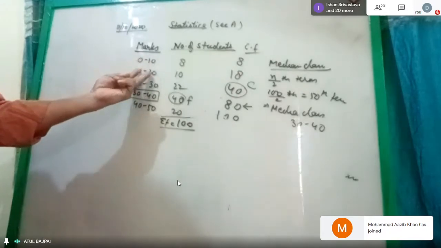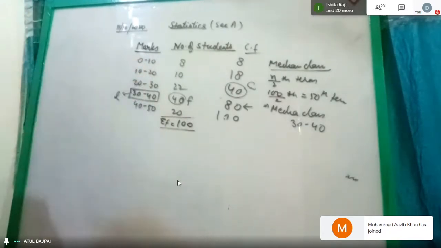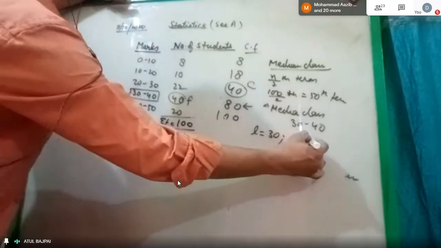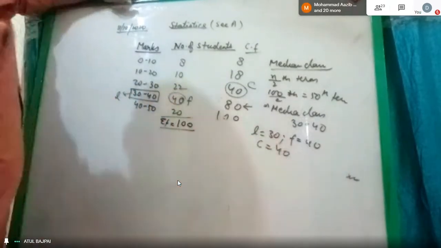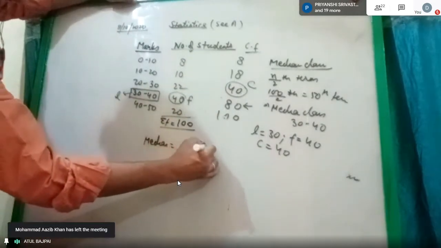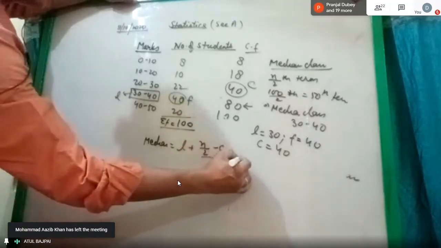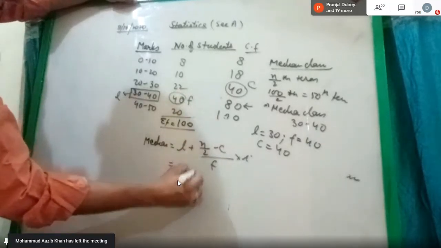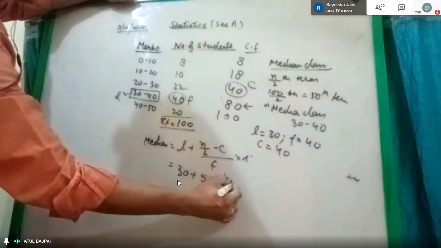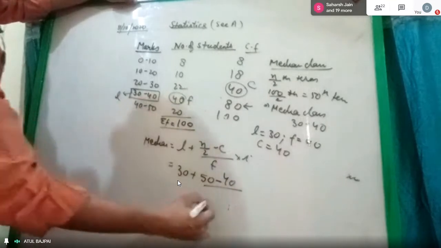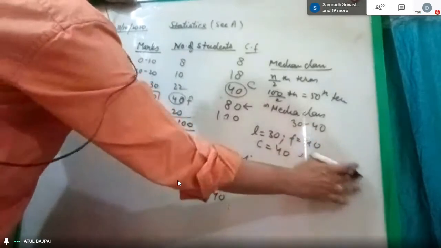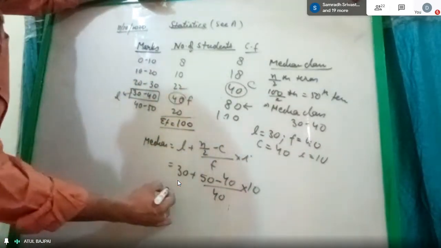I is the difference, the class width. I can see it is 10. So what we get over here: L as 30, F as 40, capital C as 40. So median will be L plus (n by 2 minus C) upon F into I. This is 30, n by 2, I got 50 over here. 50 minus C, C is 40, divided by F, F is 40, into I, I is 10. Simplify and get your answer.